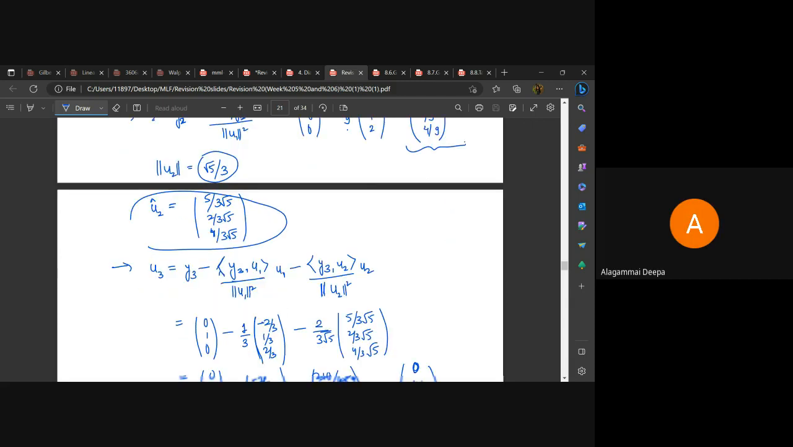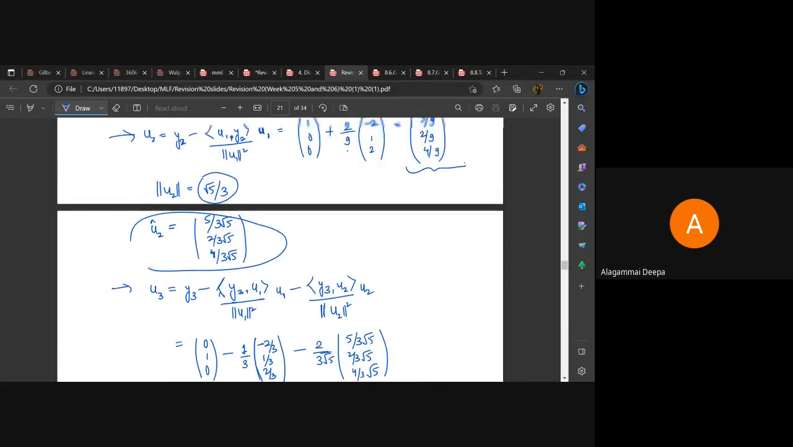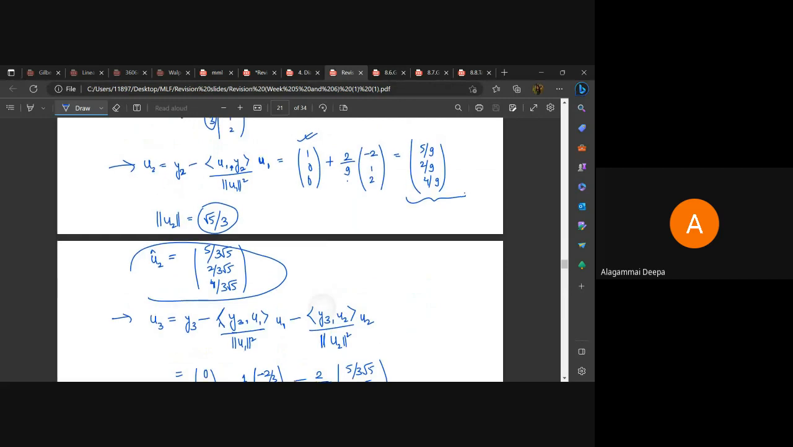Okay. Ma'am, but for the norm of U2, we got root 33 by 9. So how do you get root 5 by 3, ma'am? Actually, 5 square plus 2 square plus 4 square: 25 plus 4 plus 16, that is 45 by 81.